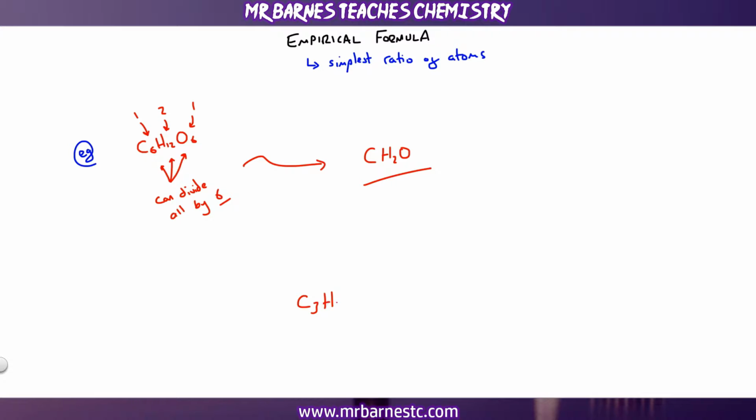Another example, C3H9. Both of them can be divided by 3. So 3 divided by 3 is 1. 9 divided by 3 is 3. So I have CH3. And then finally, both of them can be divided by 4.